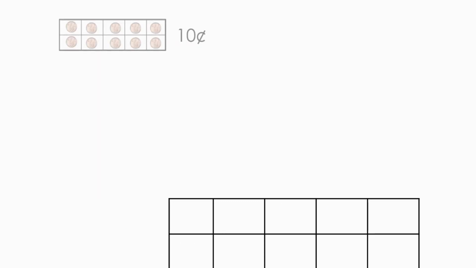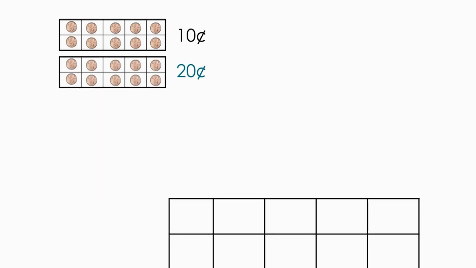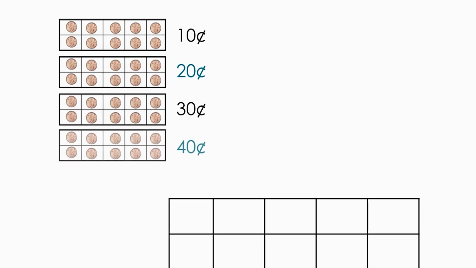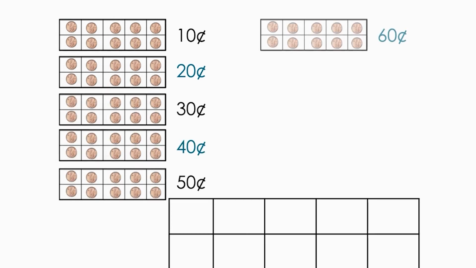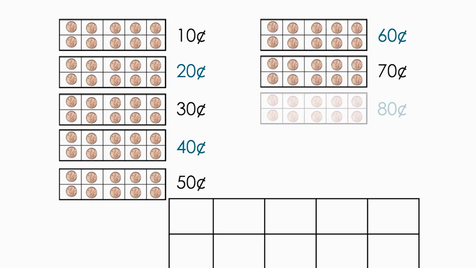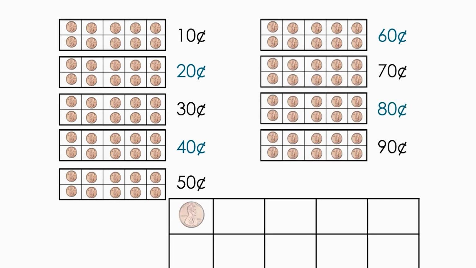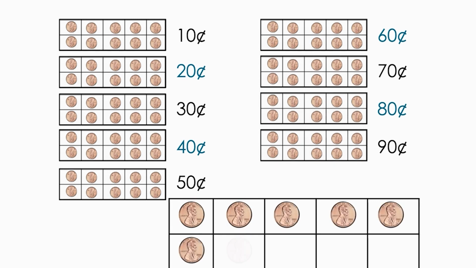Let's count it again. Counting is so much fun. 10, 20, 30, 40, 50, 60, 70, 80, 90, 91, 92, 93, 94, 95, 96, 97, 98. We have 98 cents or 98 pennies.